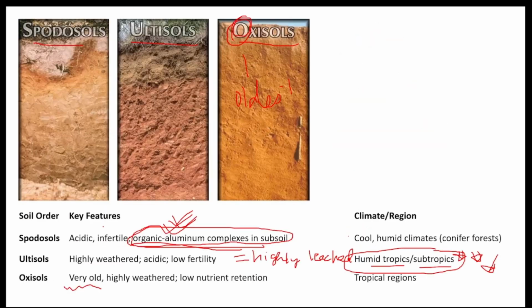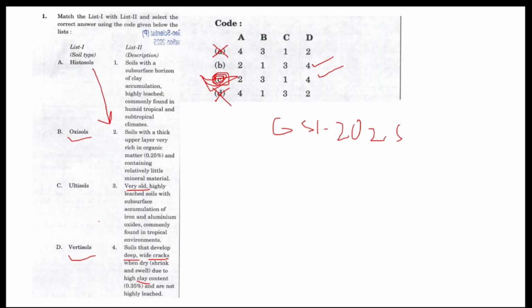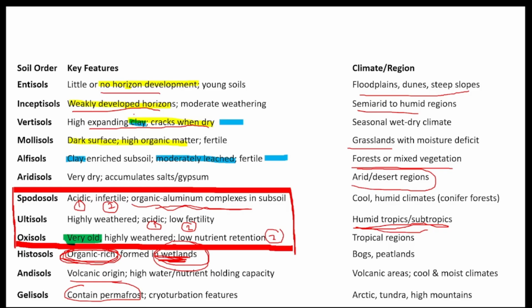Highly weathered, acidic. Ultisols, highly leached and highly weathered are same thing. Highly leached, humid tropical to subtropical. Ultisols, yeah, humid tropic to subtropic. This is the important characteristic.